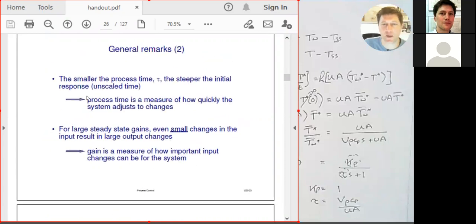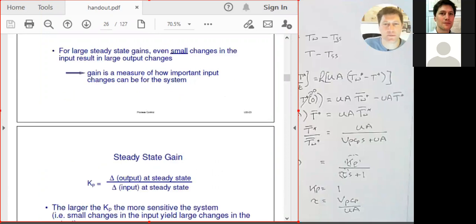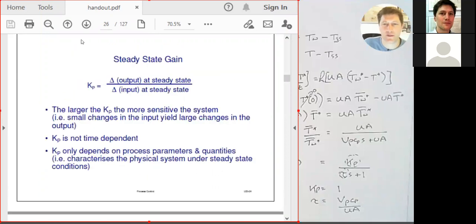As I said, the smaller the time constant, the steeper the initial response. For large gains, even small changes in the input result in large outputs. The steady state gain is the change in output at steady state compared to the change in steady state input. This gain is not time dependent, and it only depends on process parameters and quantities.